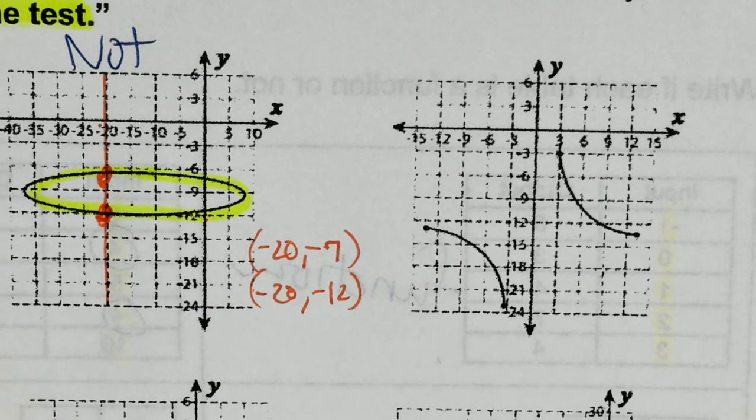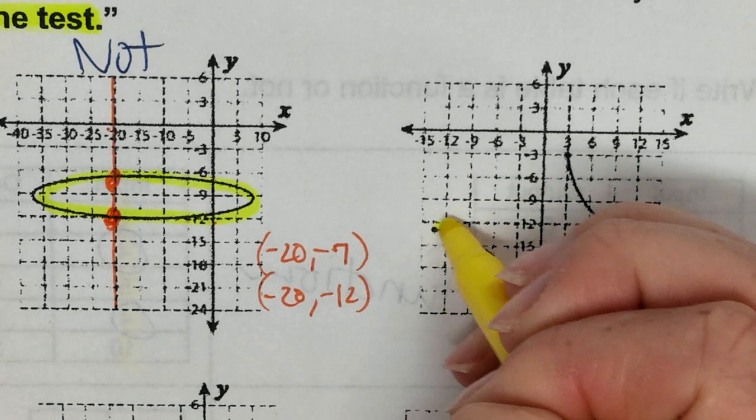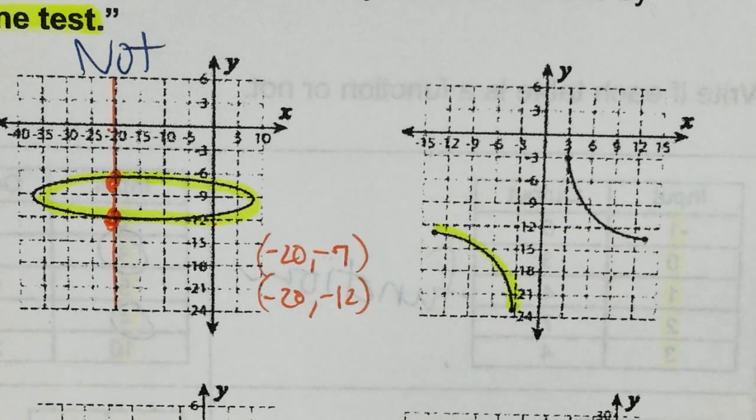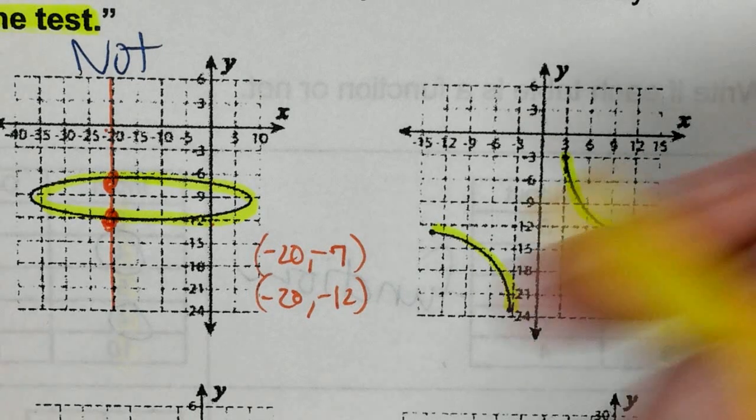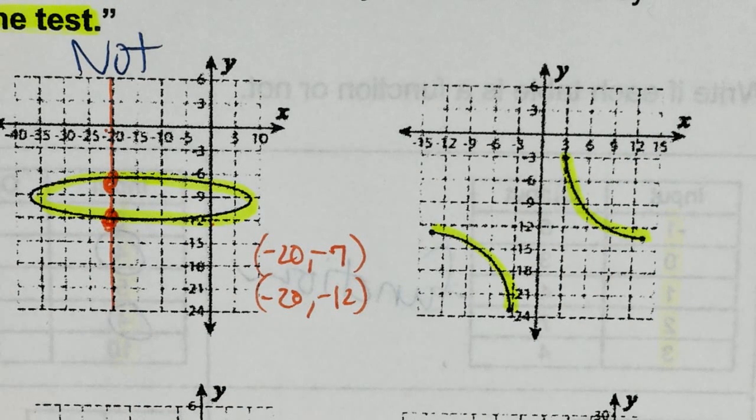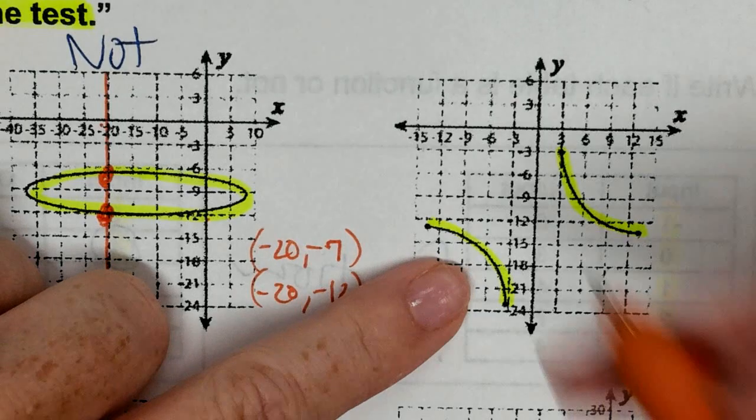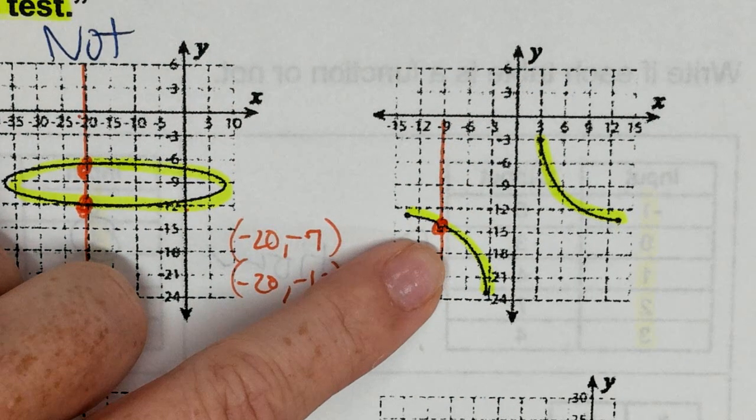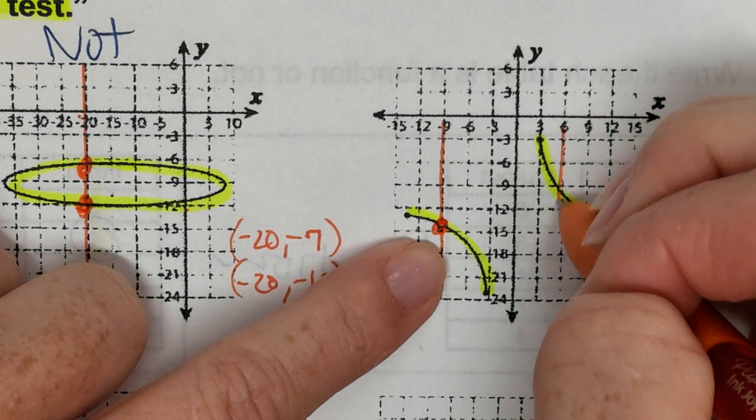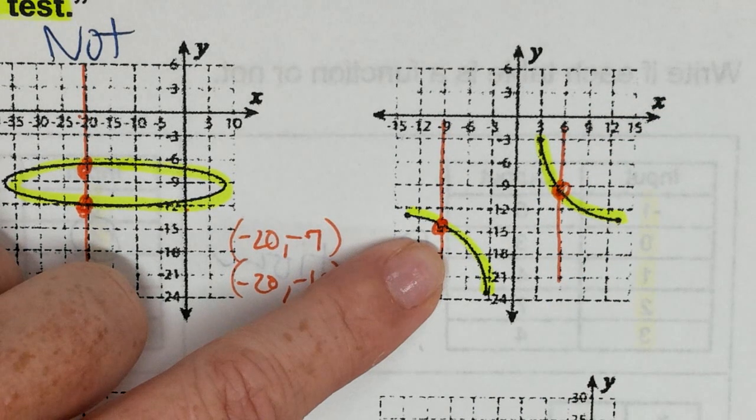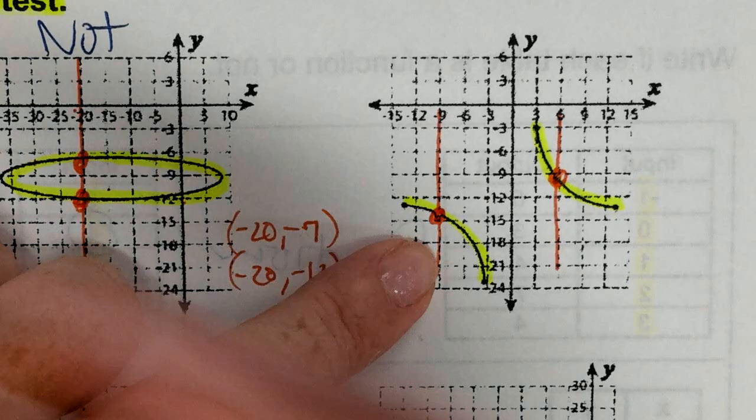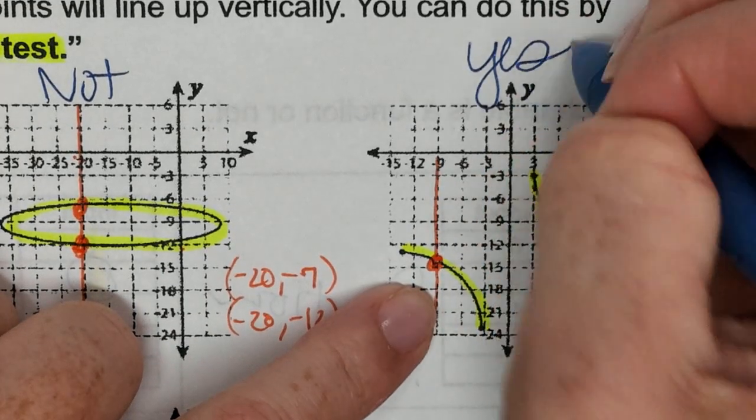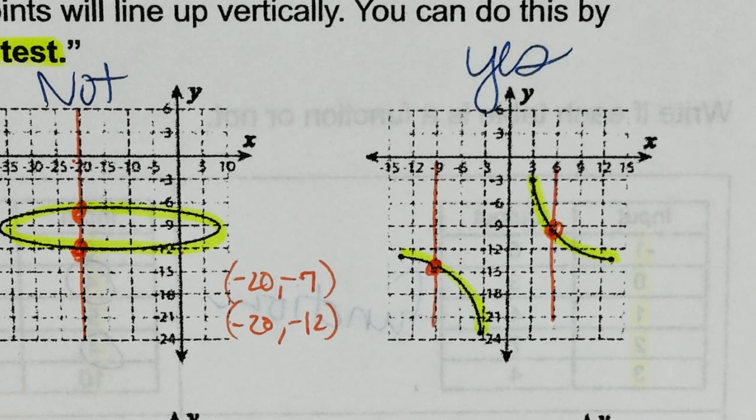Okay, let's look at the next one. Where's the picture at? You have a curved line over here that stops. It's like a curved segment. And you have a curved segment over here. Does it say that it can't have curves? Nope. What is the only rule? If I draw a vertical line, it can only touch once. So if I draw a vertical line over here, how many times is it touching? Once. What about over here? If I draw a vertical line, how many times is it touching? Once. So is this a function according to the rules? Yes, it is.